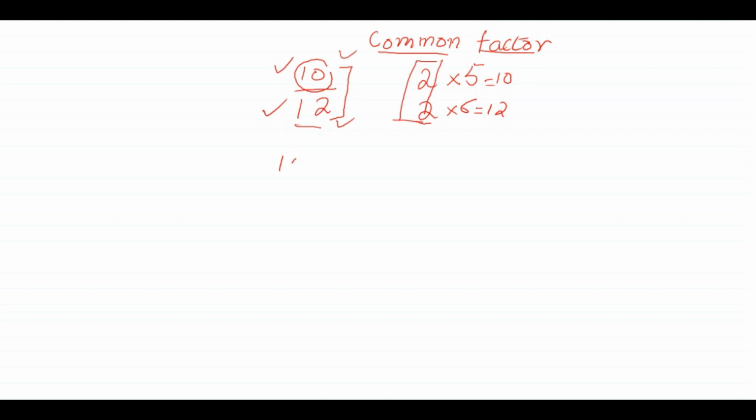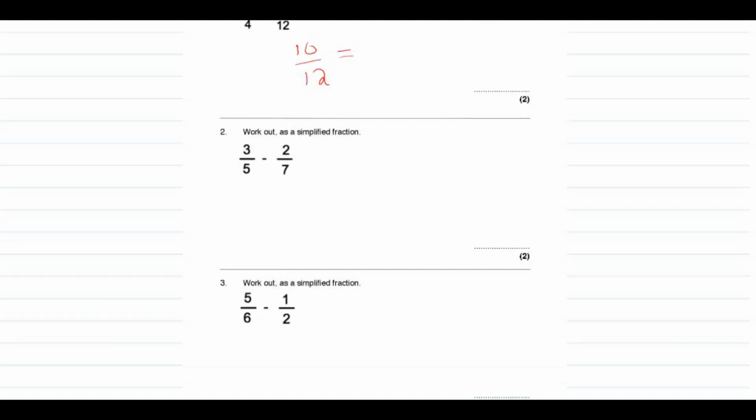So how can I write my answer over here? I'm just cancelling it like this. 2 times 5 is 10 and 2 times 6 is 12. So this is your simplified fraction, guys. We got 5 over 6 as the simplified fraction. If you don't understand it, don't worry. We are going to continue doing it in different questions, so you will have, inshallah, a clear concept regarding this question.